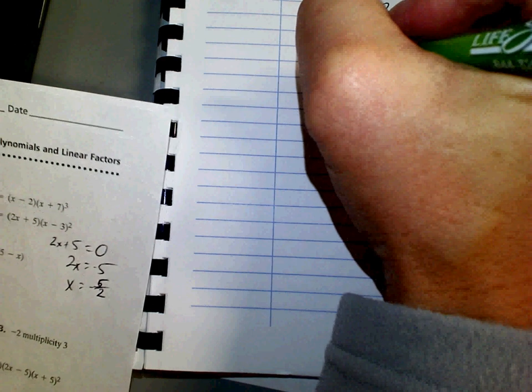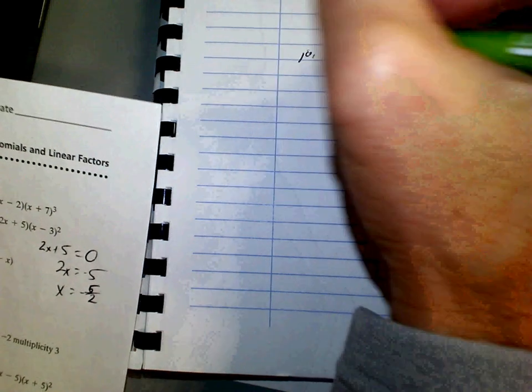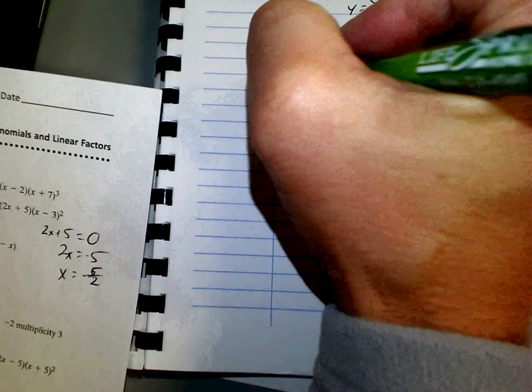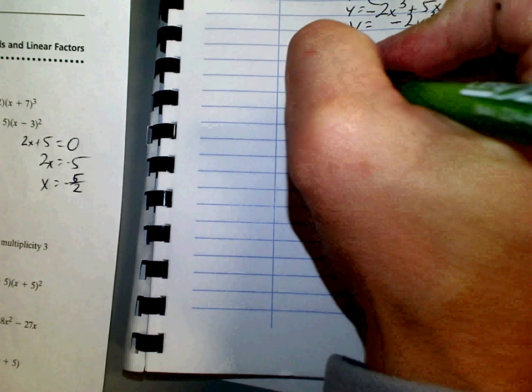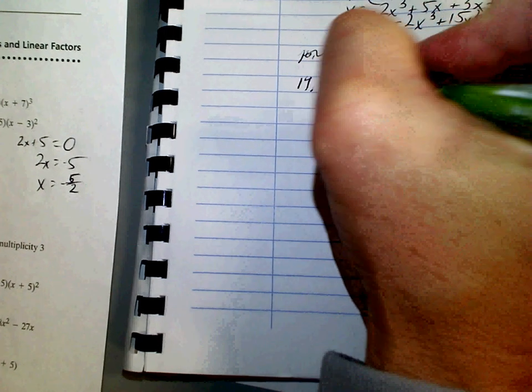Number 10, write a polynomial in standard form for the given zeros. Oh, good point, thank you. Not number 10. Start down there at 14. 14 says write each expression as a polynomial in standard form. So 14 is x times x minus 2 squared.